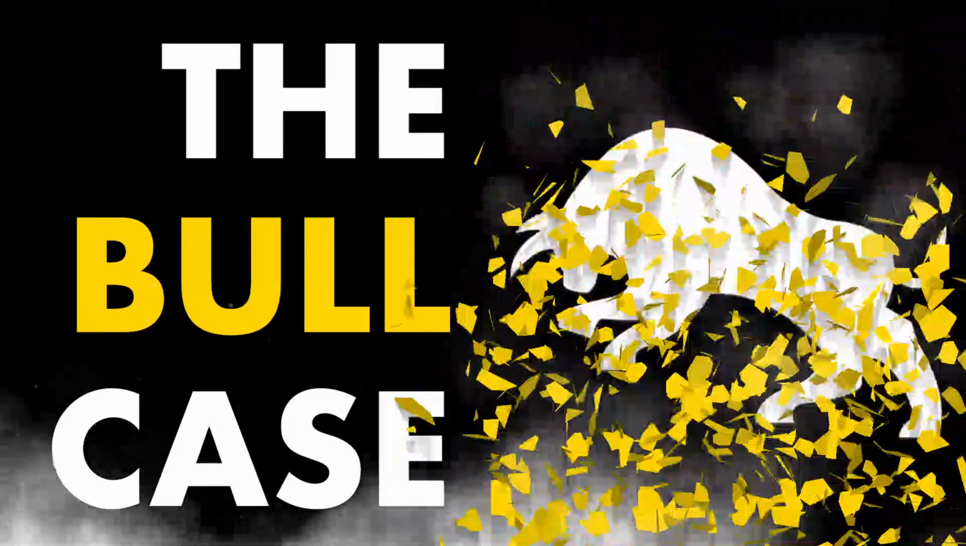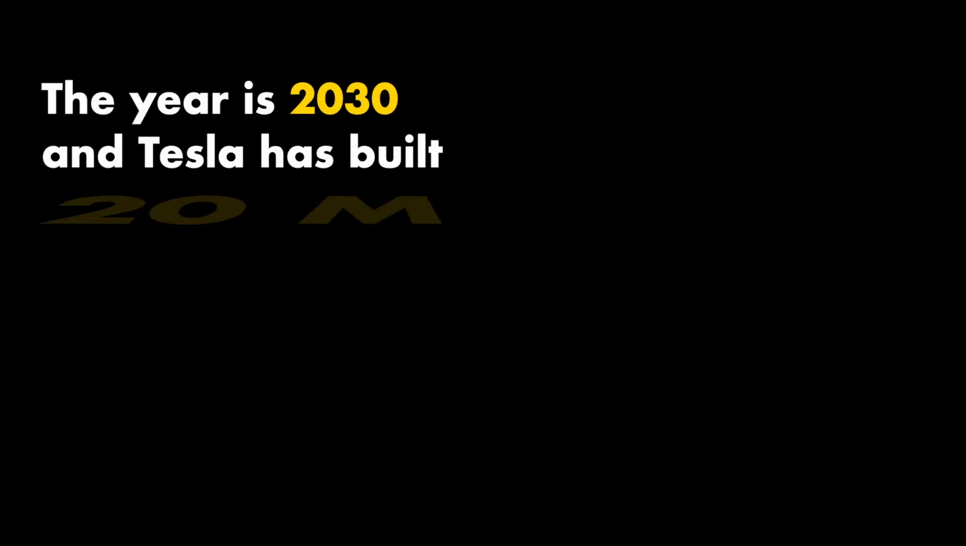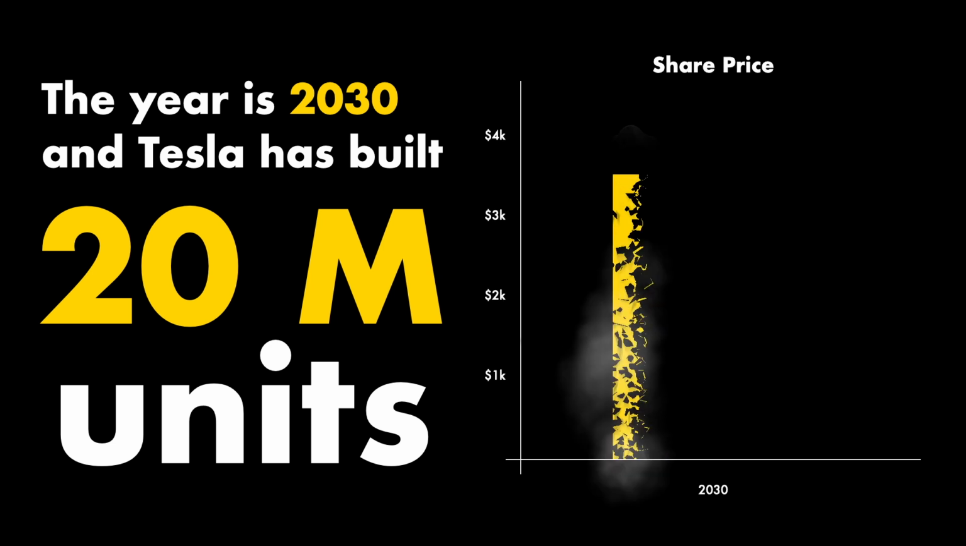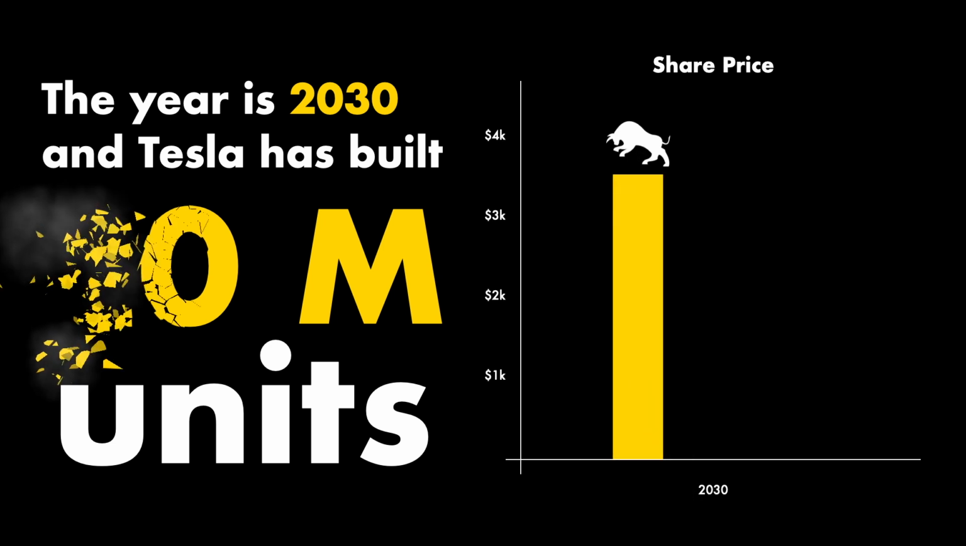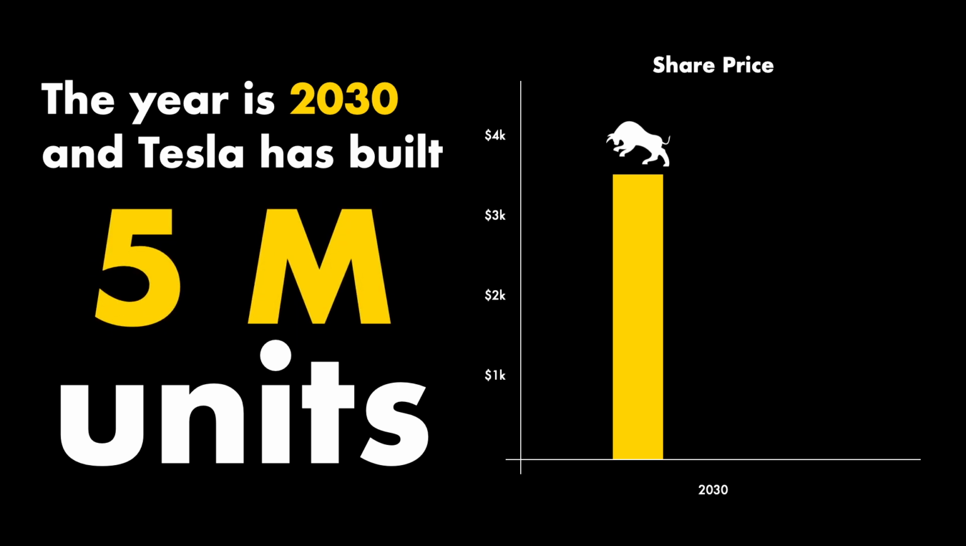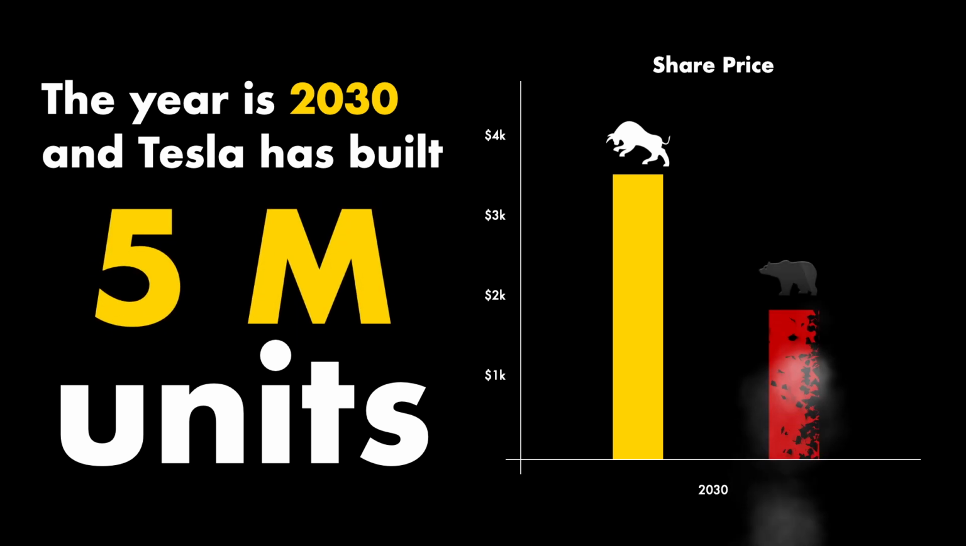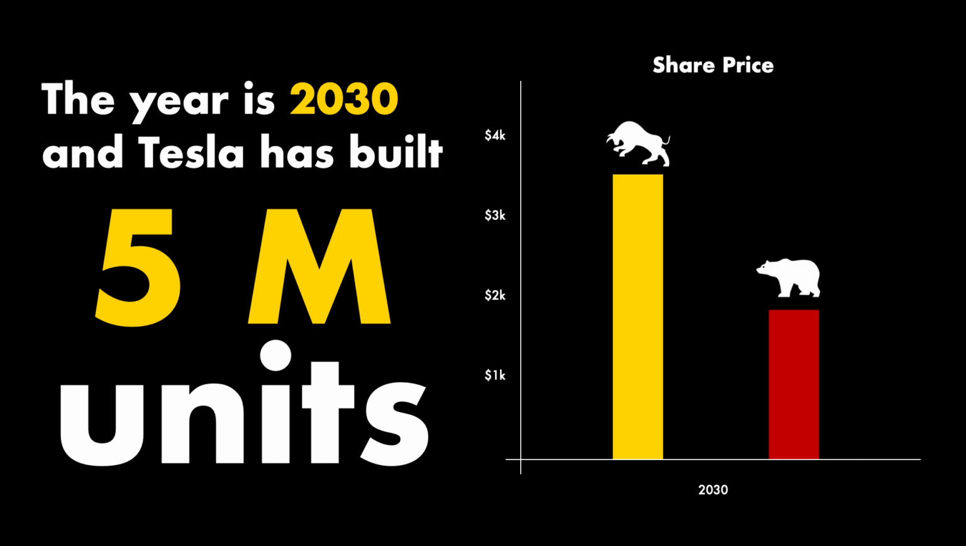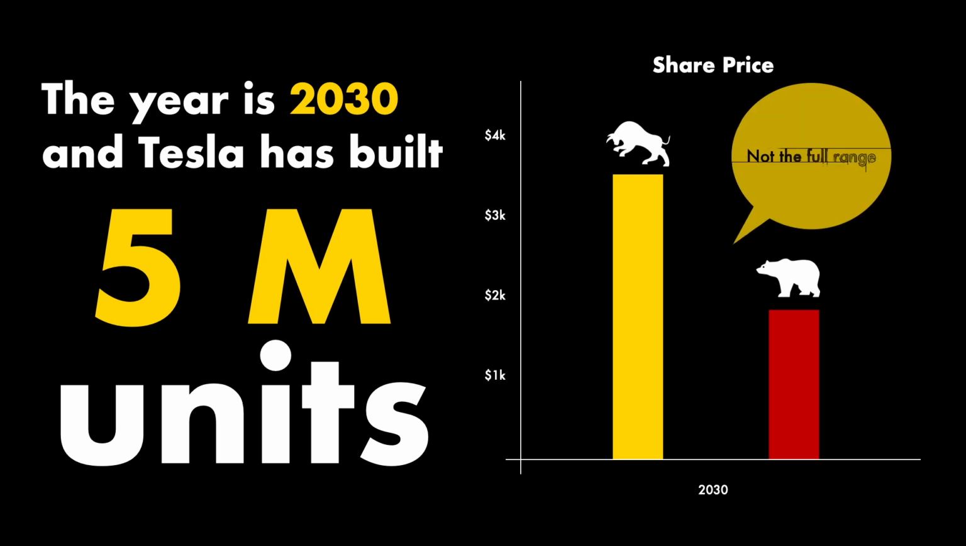Let's start with the bull case. If we do assume 20 million units by the year 2030, that gives us a share price of $3,500 per share. On the other hand, if we only assume 5 million units by the year 2030, we get a share price of just over $1,900. Now keep in mind that this does not change any of the underlying assumptions about autonomy or full self-driving. So $1,900 to $3,500 is not necessarily the full range of my bear and bull cases.